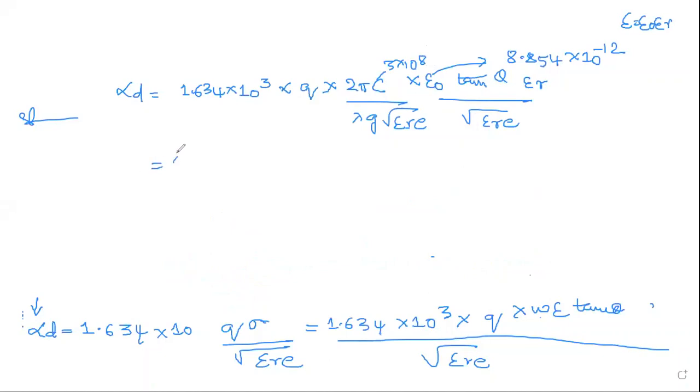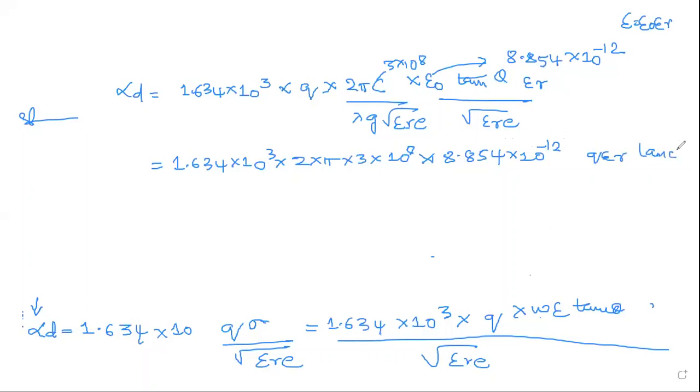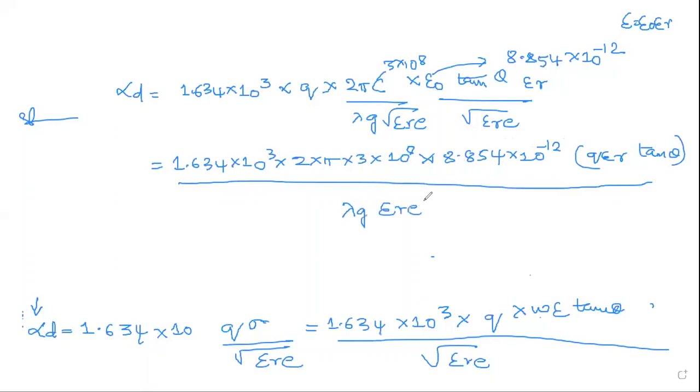We will be left with 1.634 into 10 power 3 into 2 into pi into 3 into 10 power 8 into 8.854 into 10 power minus 12 Q epsilon r tan theta, divided by lambda g epsilon r e. This numerator you simplify.